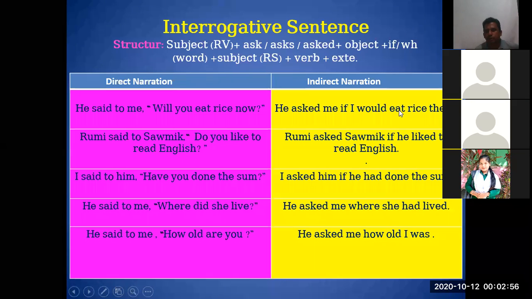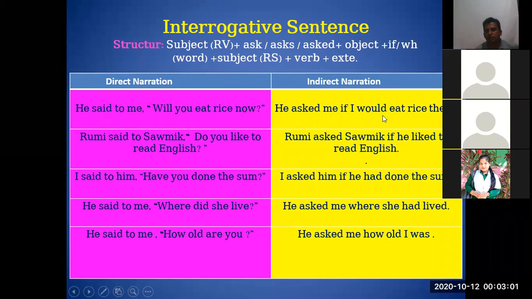Can anyone say why it is unchanged? Verb, here the main verb is not changed.